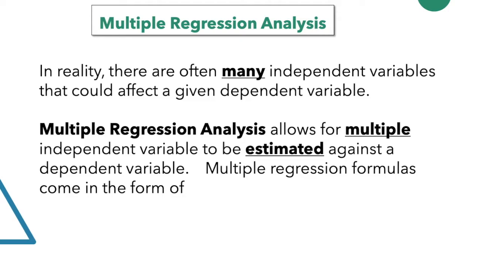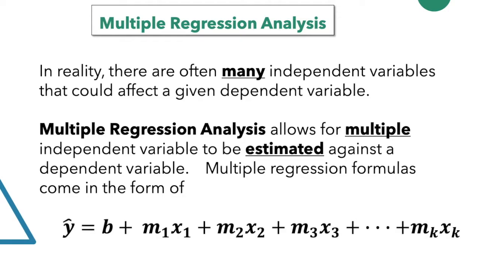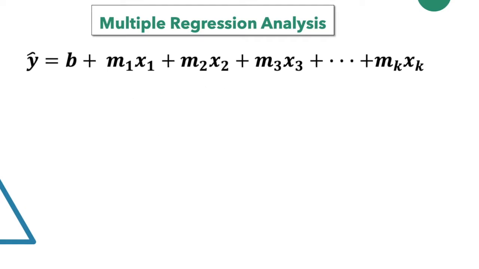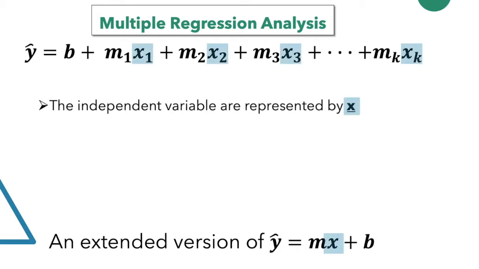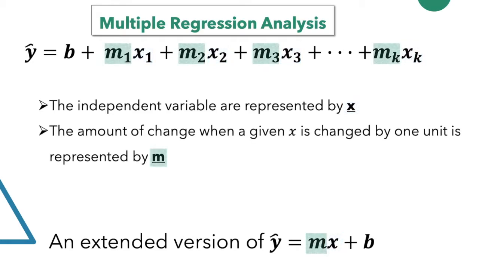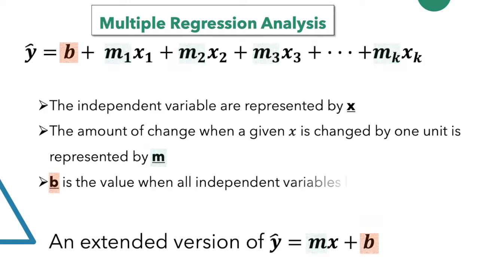Multiple regression formulas come in the form of that big thing. Wow, okay, what does that mean? Let me show you. It's basically an extended version of y equals mx plus b, where the independent variables are represented by x. The amount of change when a given x is changed by 1 unit is represented by m. That's like little individual slopes for each x. And b is the value when all independent variables have a value of 0, sort of like the y-intercept.